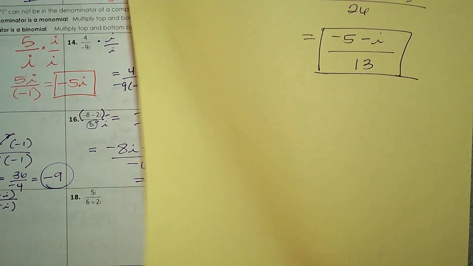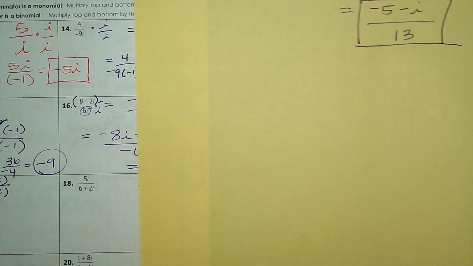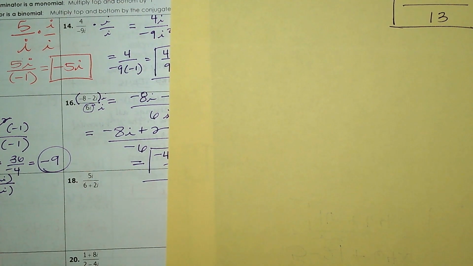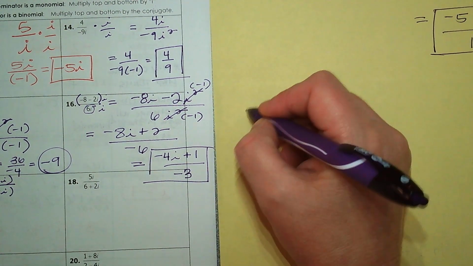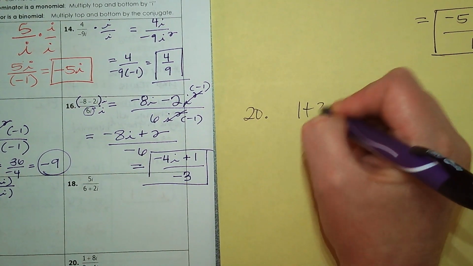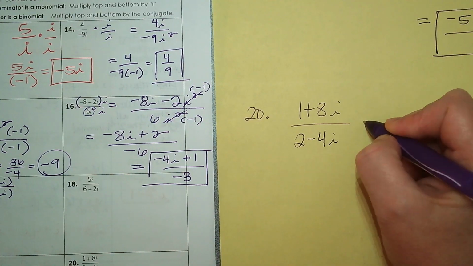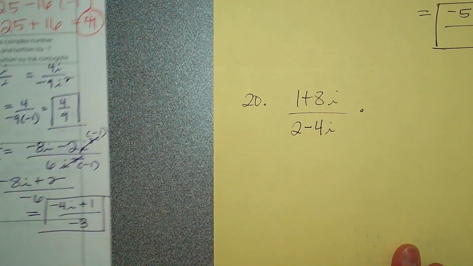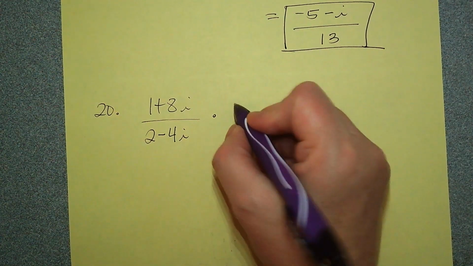Let's do one more. Number 18. Which one do you want to do? 18, 19, or 20? 20. All right, we have to multiply by the conjugate. What's the conjugate of 2 minus 4i? 2 plus 4i.